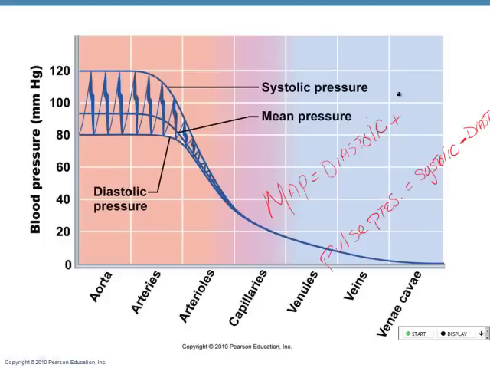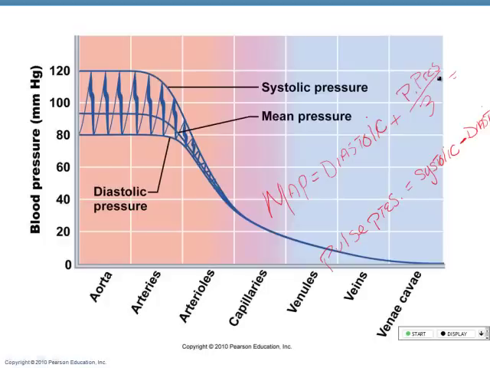So back to the calculation would be pulse pressure divided by what? Divided by 3 equals mean arterial pressure. So in this calculation, 80 is the diastolic pressure, 40, and how did I figure that out? Yep, 120 minus 80.